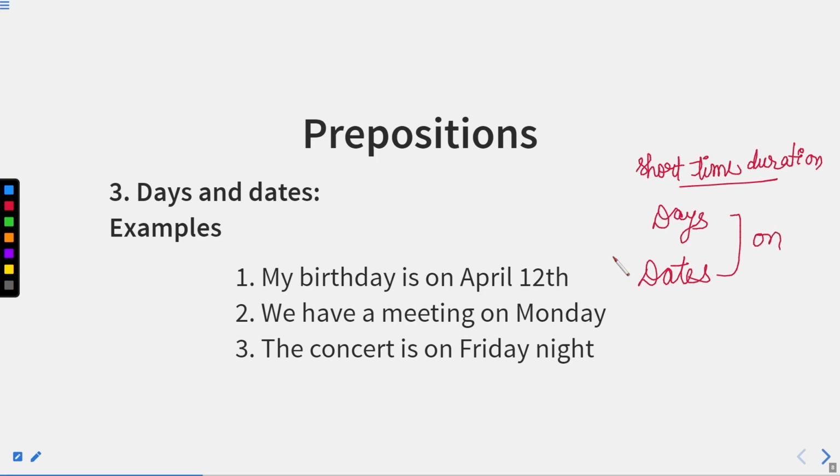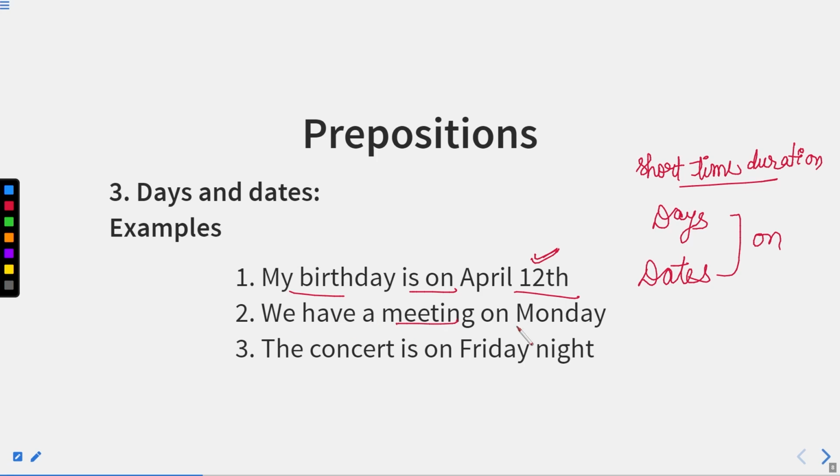Therefore, we use on. For example, my birthday is on April 12th. So if I'm talking about some particular date, now I'm not talking about the month, I'm talking about this date, 12th. So I can also write it like 12th of April or April 12th. So this is the format in which we write a date. So I'm writing on over here to show that my birthday is on that particular date. Though, of course, it is not.